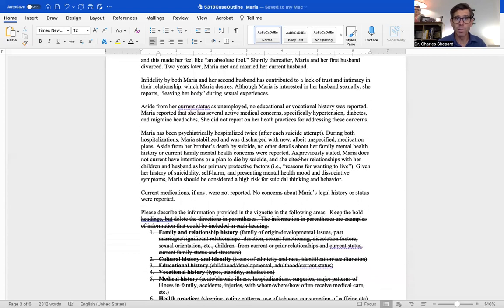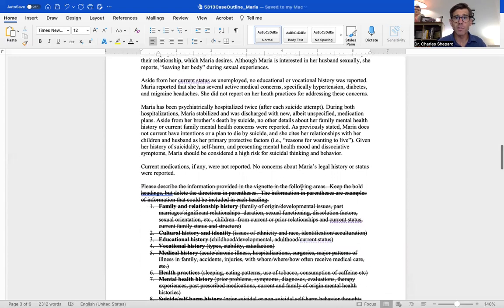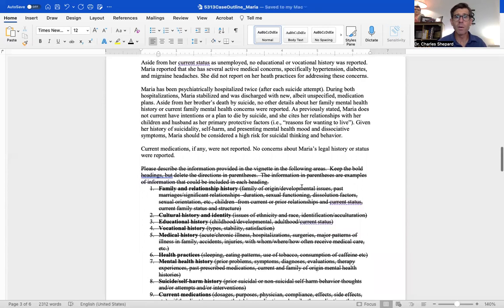Infidelity, as we mentioned before, by both Maria and her second husband has contributed to a lack of trust and intimacy in their relationship. Although Maria is interested in her husband sexually, she reports leaving her body during sexual experiences. Aside from her current status as unemployed, no educational or vocational history was reported. Maria reported that she has had several active medical concerns, specifically hypertension or high blood pressure, diabetes, and migraine headaches. She did not report on her health practices for addressing these concerns.